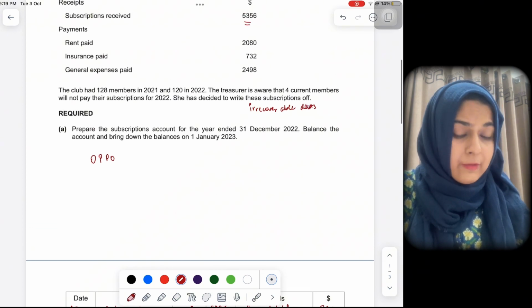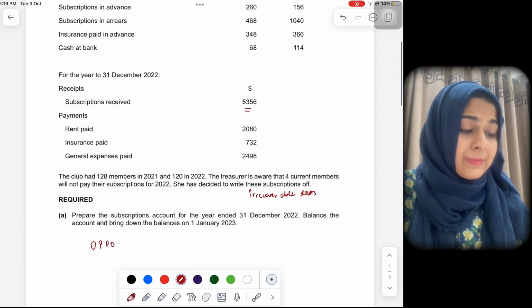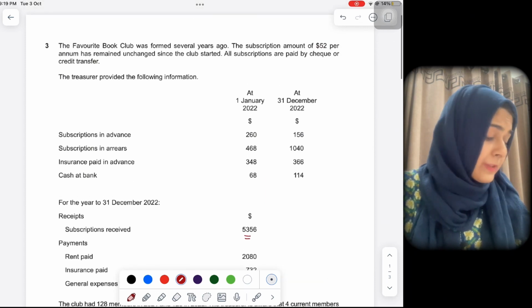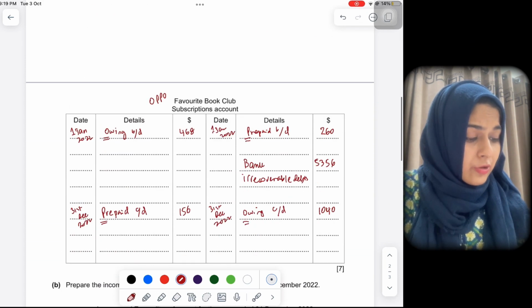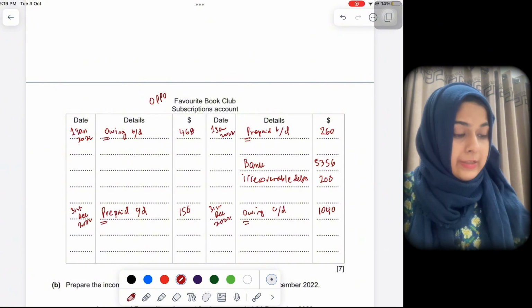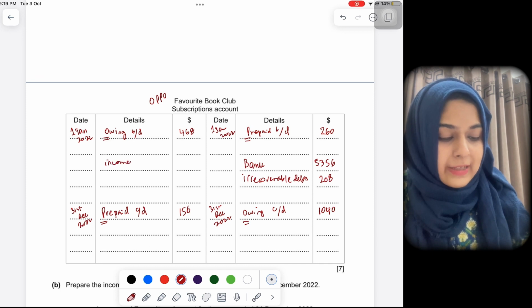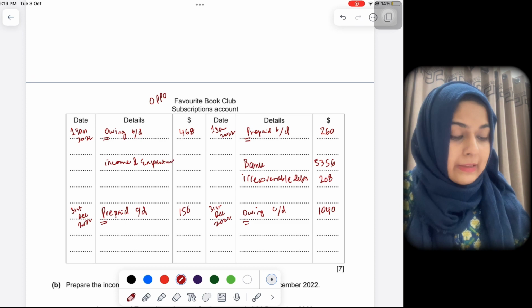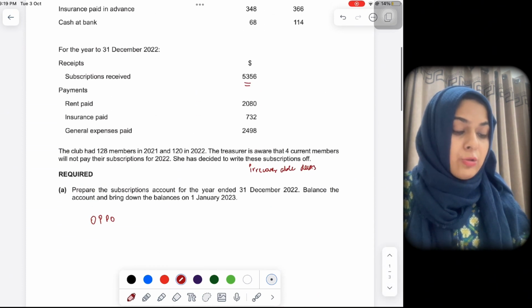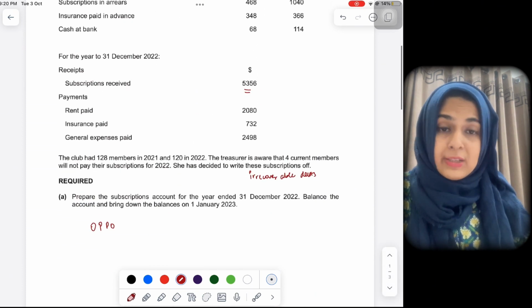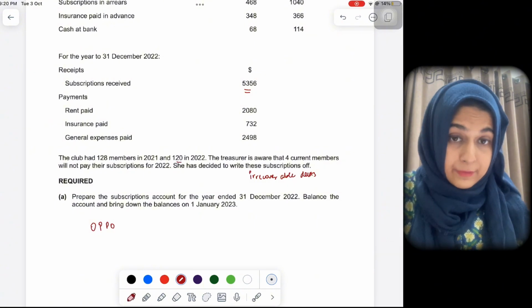Basically, 4 members, and per member subscription is 52. So 4 into 52 is going to be 208. So your irrecoverable debts is 208. And then lastly, obviously you will have to find income and expenditure. There are two ways of finding income and expenditure here. One is that you can do 52 multiplied by 120. There are total 120 members and per member subscription is 52.